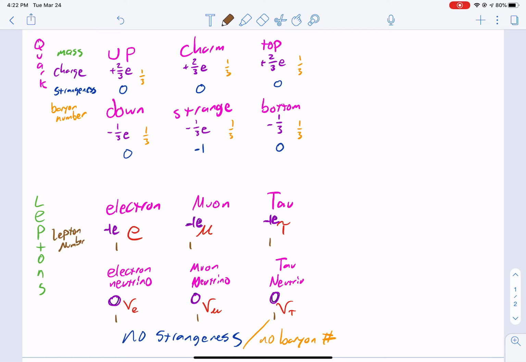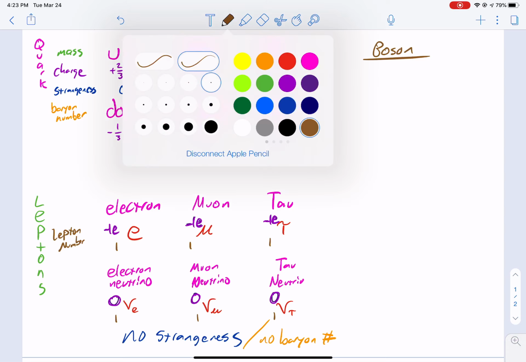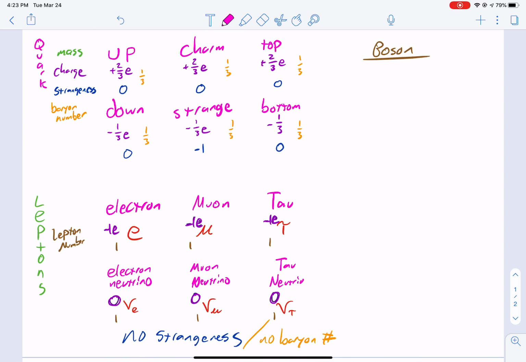Real quickly, let me also put the bosons up here. Bosons are quite a bit simpler. They don't deal with charge or strangeness. Sorry, they do deal with charge, never mind. But let me just list them out because they deal with certain things. So first we have the gluon. The gluon only deals with, I'm saying deals with for now because we'll talk about what these things actually do next week. They only deal with quarks.